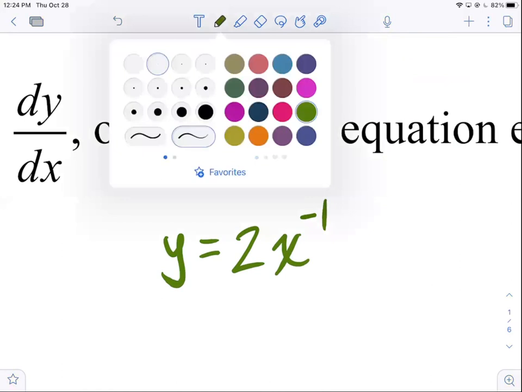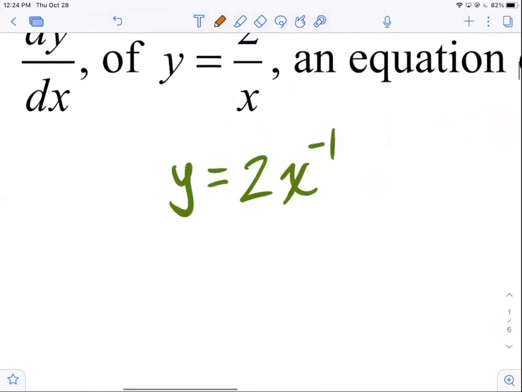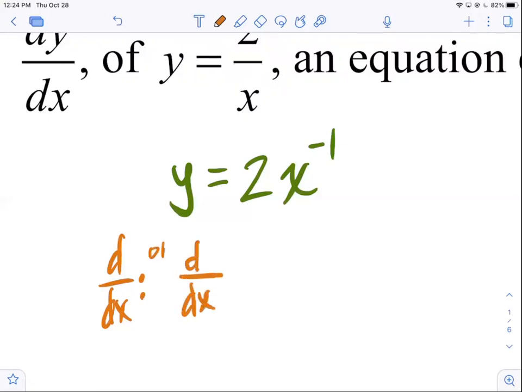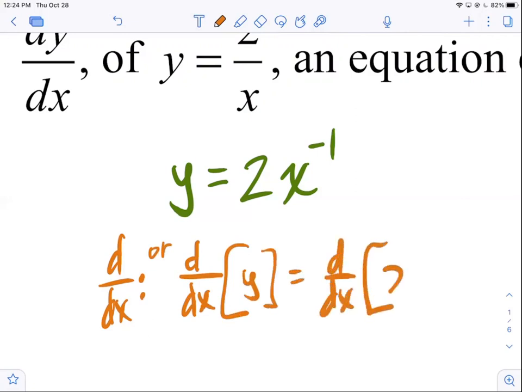Okay, that looks good. Now, here's what I'm going to do. I'm going to show it, although it's not required. I'm going to put d dx colon. The verb, not the noun. That means I am fixing to take the derivative of both sides with respect to x. And so this is the step that also works. You could also do this, d dx of y and d dx of 2x to the negative first.